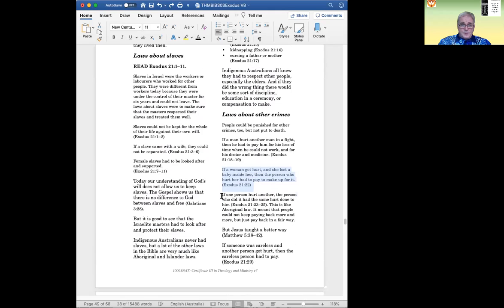If one person hurt another, the person who did it had the same hurt done to them. So that's an eye for an eye, a tooth for a tooth. So if somebody's hurt, the same damage is done to them, which is interesting. But this law actually limits what is done. So if somebody's only bruised or hurt, the other person can only be bruised or hurt.